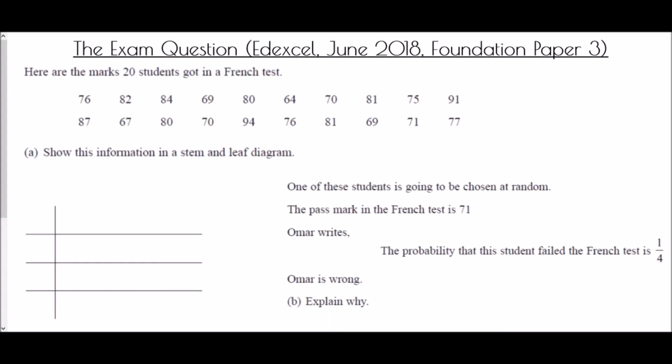And finally we come to the exam question. This was on the Edexcel paper in June 2018 and it was on Foundation Paper 3. And it says that here are the marks 20 students got in a French test. Show this information in a stem and leaf diagram.